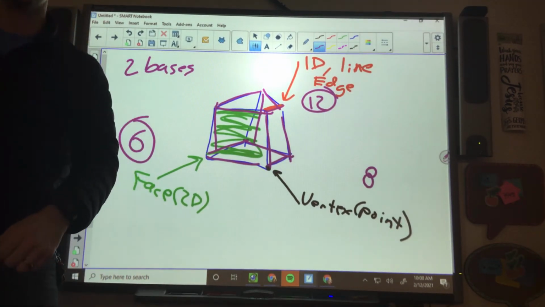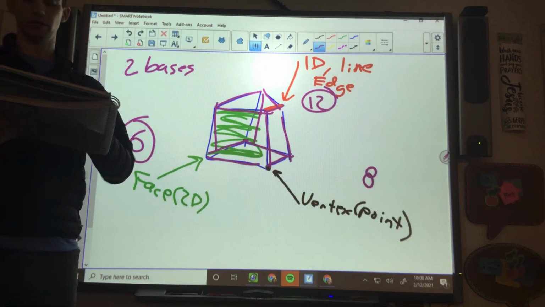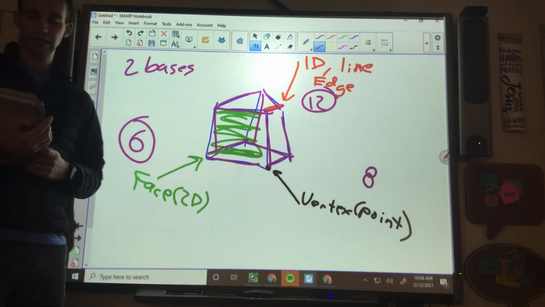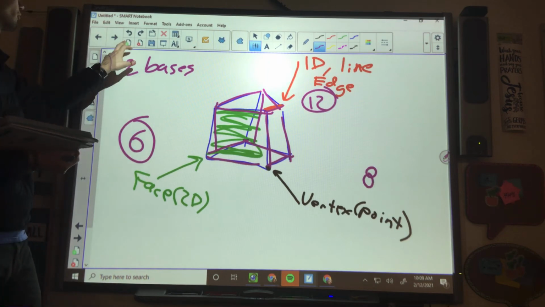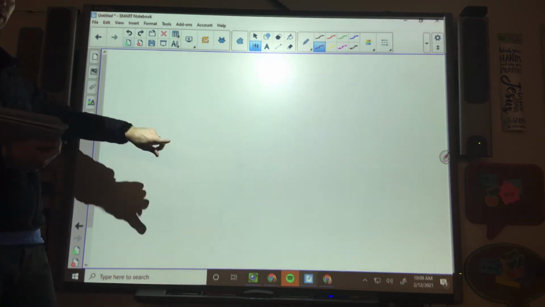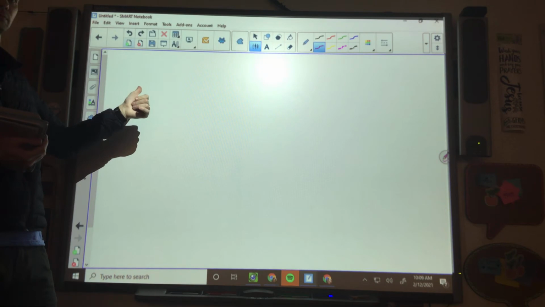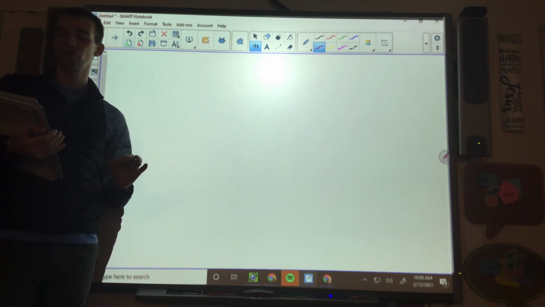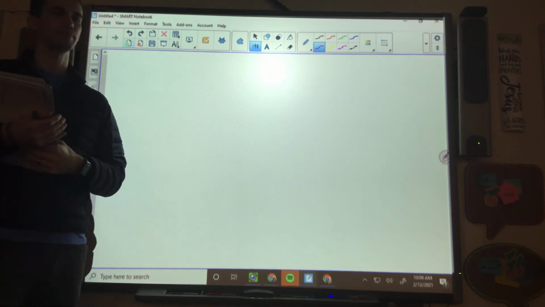Alright, on 237, next page, it says identify a prism. You want that back up there? No? Okay. A prism is a solid figure with 2 parallel congruent bases.